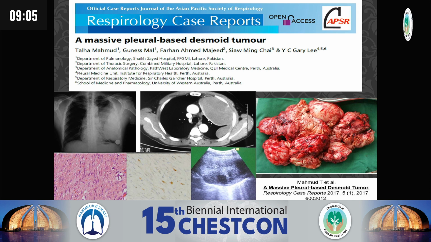Professor Farhan Majid is sitting here. We had this patient, and you can see the reverse D-shaped opacity, the pregnant lady sign. Initially, we thought that this was a very loculated pleural effusion. And it was a dry pleural tap, so we referred the patient to Farhan Saab, and he did a thoracotomy of this patient and removed a 2.2 kilogram desmoid-based pleural tumor, and we could publish this as well.